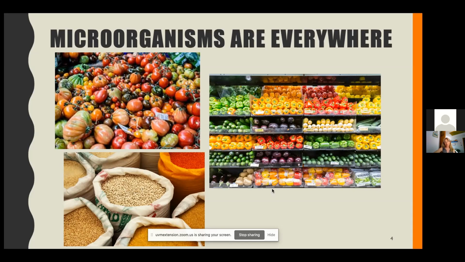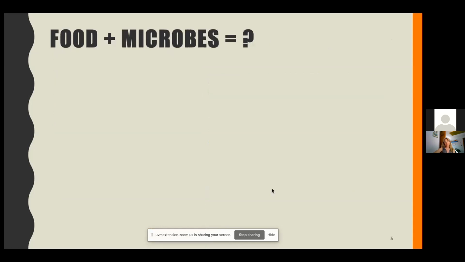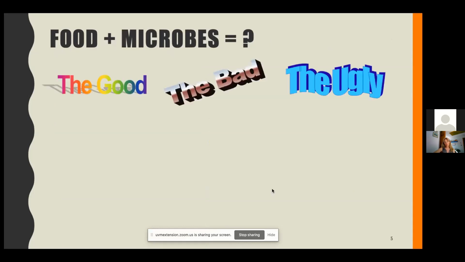So when you have food and microbes, what do you get? Well, yeast, mold, bacteria, and viruses all are on food, and they all fall into three categories. These are just the general categories. It's from a really old movie. I've never seen it, but we call the microbes that are on foods the good, the bad, and the ugly.